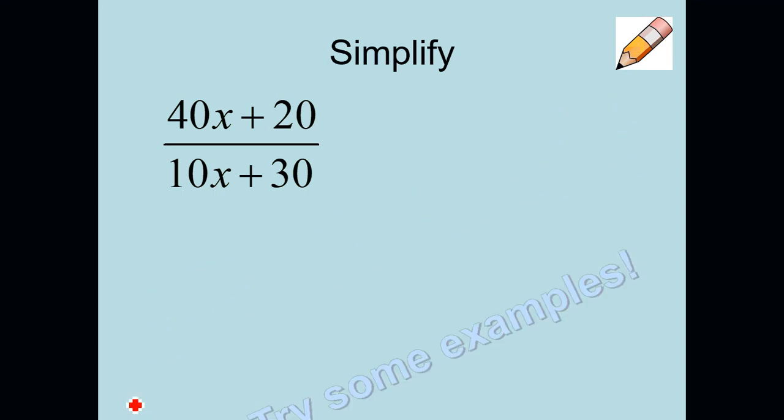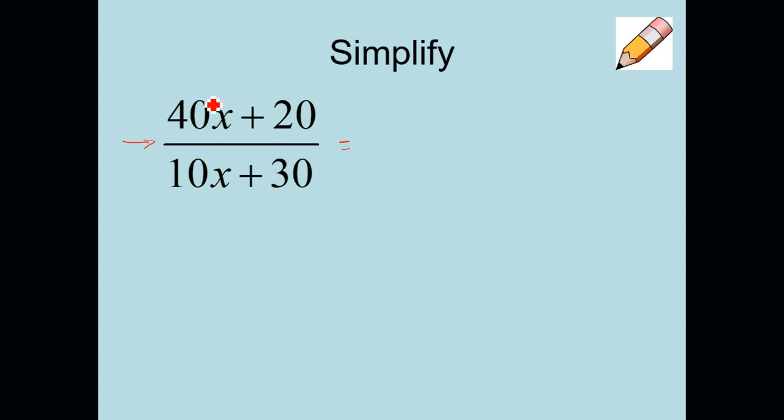Now this guy right here, be careful. People want to just start crossing random stuff off. We can't cross off anything. This is 40x plus 20. That's an expression where things are being added together. And the bottom is 10x plus 30. That's also an expression where things are being added together. In between there, this is a divide sign, ladies and gents. The only thing that cancels with division is multiplication. So I need to turn the top and bottom into multiplication problems.